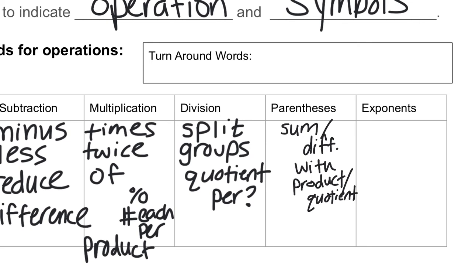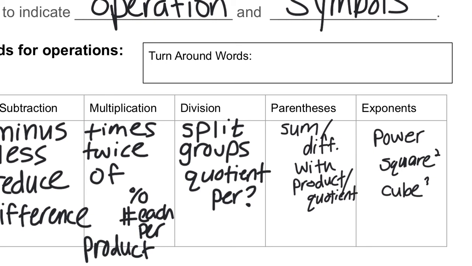And then exponents, words that will indicate exponents, obviously to the power of. So if I said 4 to the power of 5, or to the 5th power, you would know that was an exponent. Other words that tell exponents are things like square. We know square means to an exponent of 2. Or cubed means to the exponent of 3. So you want to be familiar with those.